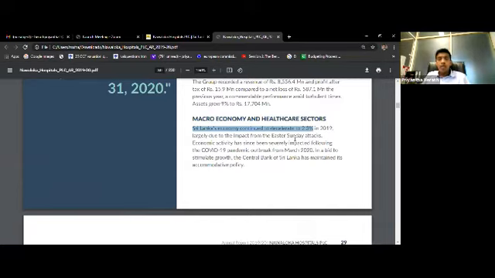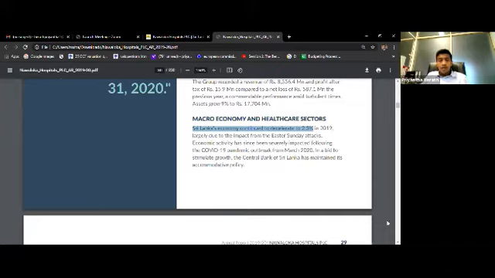So they say this is due to the impact from the Easter Sunday attack. Economic activities have since been severely impacted following the COVID-19 pandemic outbreak from March 2020, right? So they are talking about the COVID-19 pandemic also.